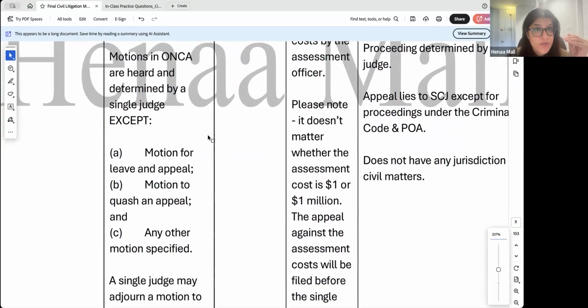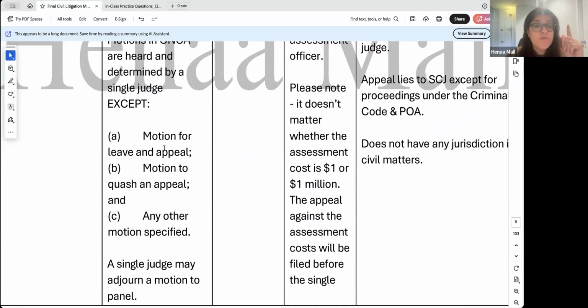So, motions in the Ontario Court of Appeal are heard and determined by a single judge. That is the rule of thumb. What are the exceptions? These are the three. Number one, a motion for leave to appeal. When you're asking for leave to appeal against an order passed by the Superior Court of Justice, you first have to bring a motion before the Ontario Court of Appeal, because the court might say, we don't see any merit at all. In this case, this motion will be heard by three judges. Number two, a motion to quash an appeal. Well, the other side is filing for an appeal.